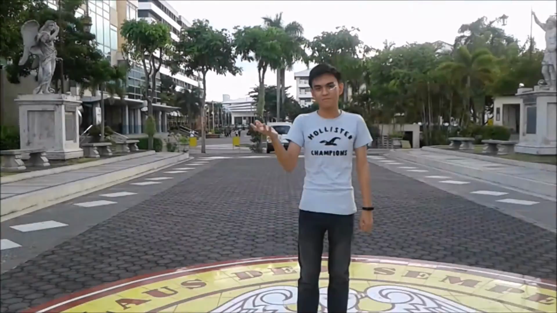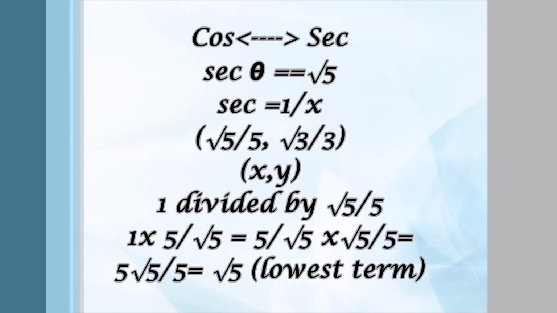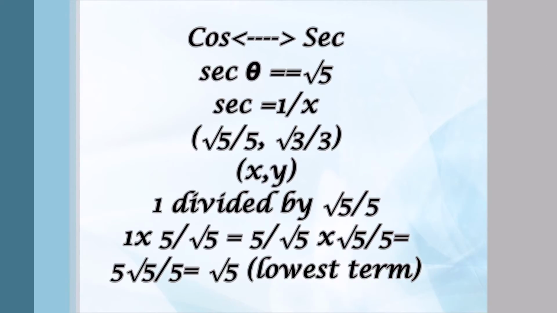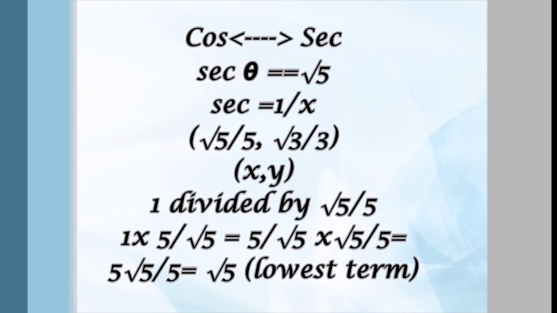The opposite of cosine is secant, and the answer is secant theta equals square root of 5, because when you switch the two numbers of x, it is 5 over square root of 5. Remember that there should be no square root or radicals in the denominator, so we will multiply 5 over square root of 5 by square root of 5 over square root of 5 to eliminate the radicals in the denominator. That's why the answer is secant theta equals square root of 5.